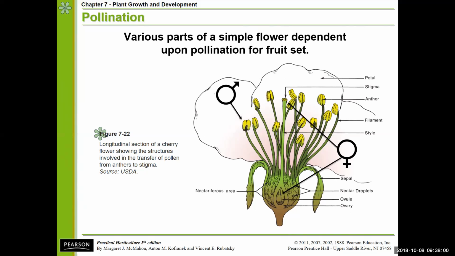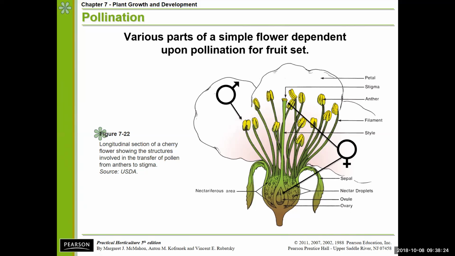The male parts of the flower are the anthers, which are the pollen-containing part on the very top, and then the filament is the tube that supports the anther.